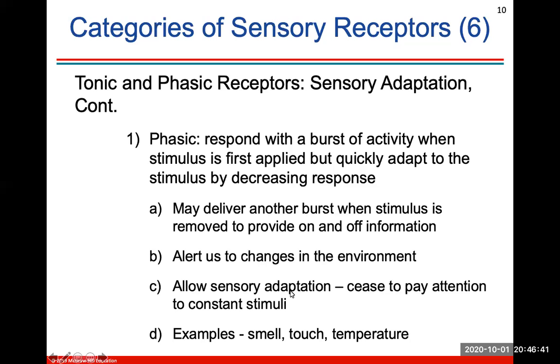An adaptation of your senses is when, if you're focused on one thing, your senses will start to stop receiving stimulus from that in order to cease the constant stimuli. Examples of this are smell, touch, and temperature. So after a while, if you smell something, that smell might go away. It's still there, but your sensory receptors have just kind of forgotten about it. And they've done that in order to focus their attention on other new changes in the environment.